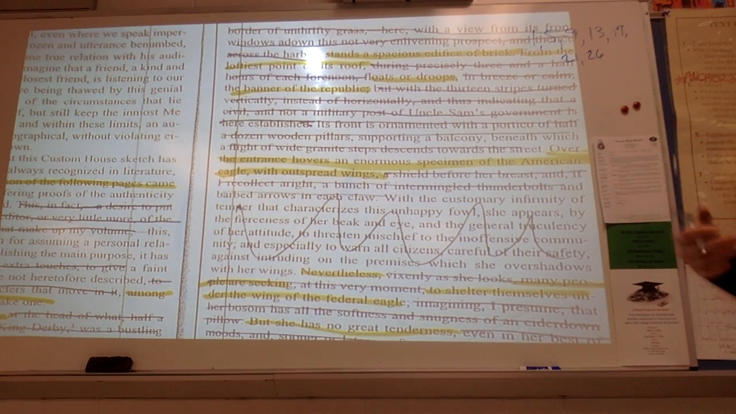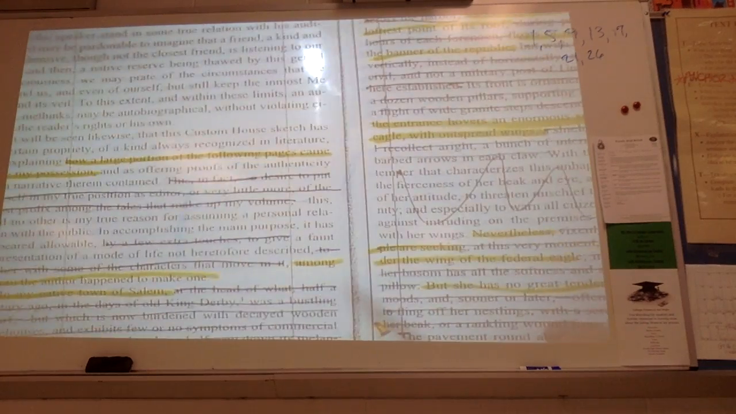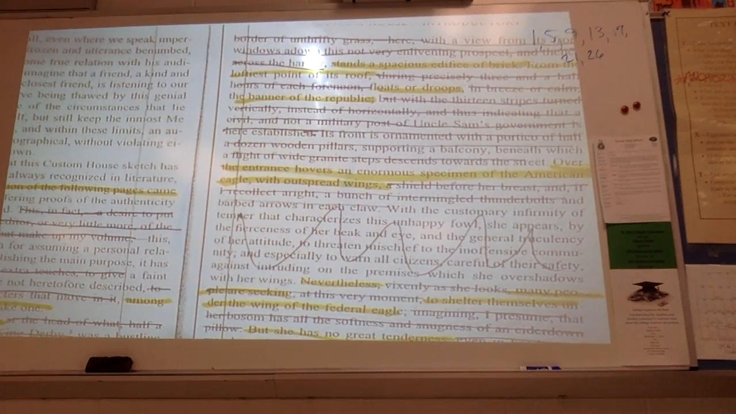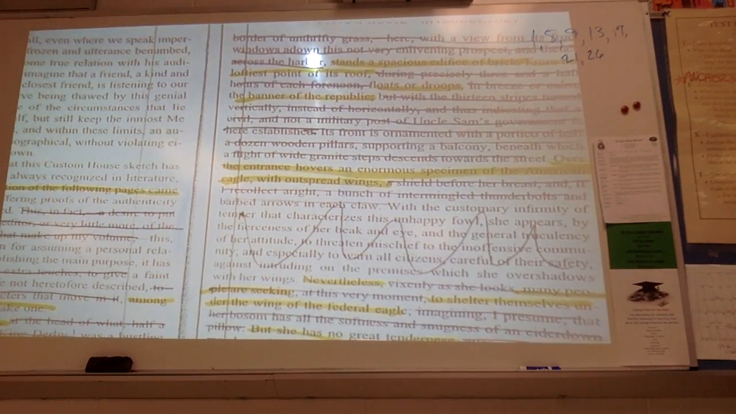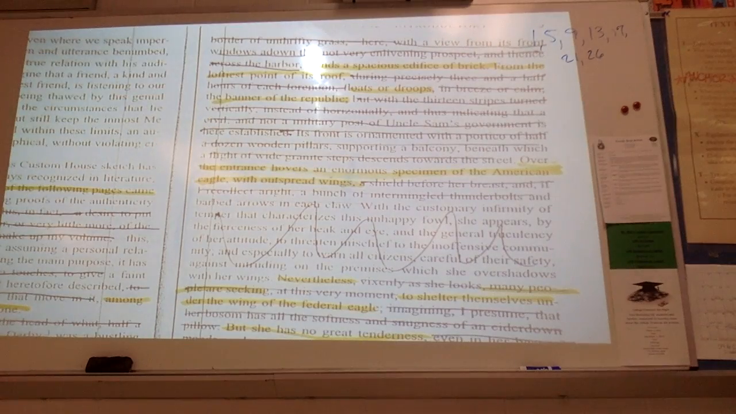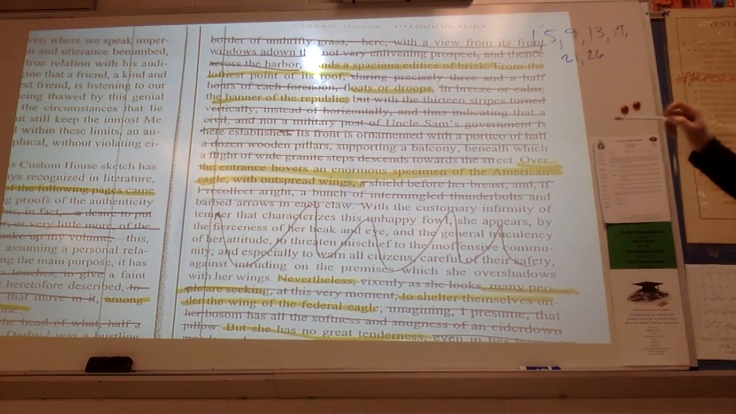So we talked in class about how it's not always essential to get every little detail that he's trying to tell us, but to know the main point. So far, all we needed to know is that he's from Salem, and there is a building that stands near a wharf, and it has a flag that shows the banner of the Republic, and then over the entrance hovers an enormous specimen of the American eagle with outspread wings.